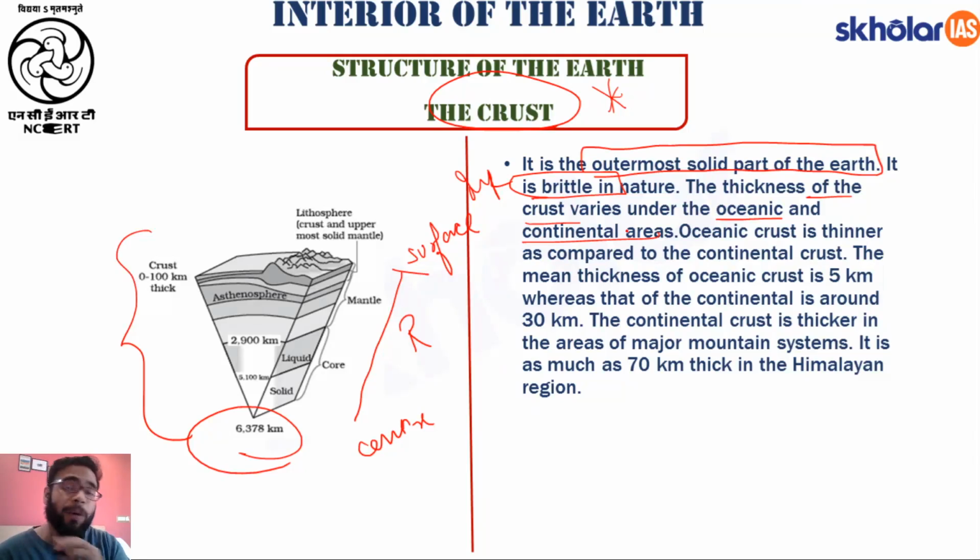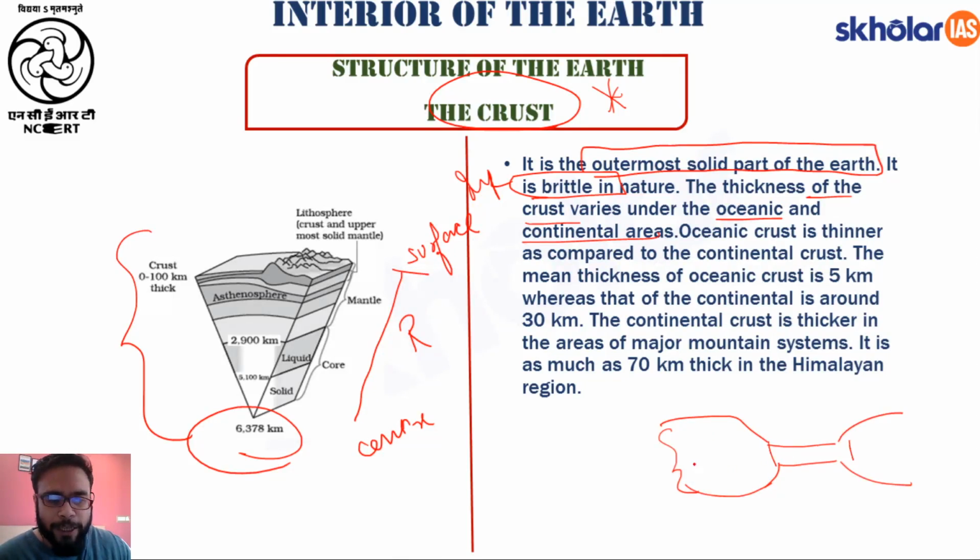In the lower classes, we have seen how the crust looks. It looks like a dumbbell shape, right? This is how the crust looks. This thick portion refers to the continental crust, and this thin portion refers to the oceanic crust. And which one is denser? Your oceanic crust is denser compared to your continental crust, right? So this is how the crust looks. It is not uniform in thickness. Continents are thicker, oceans and the oceanic crust are thinner.